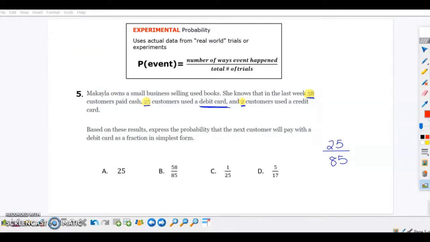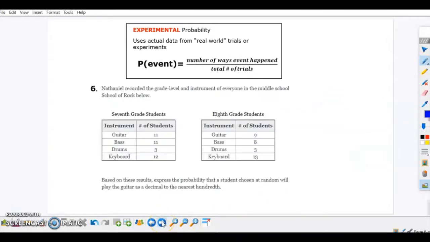I don't see that in any of the answer choices, so I would need to reduce this. Remember, you could press Math, Enter, Enter on a graphing calculator, or you can divide both of these by 5, and that would give you D. Let's do another experimental probability. We're looking at the probability that a student will play the guitar as a decimal. This time we're going to put a decimal.